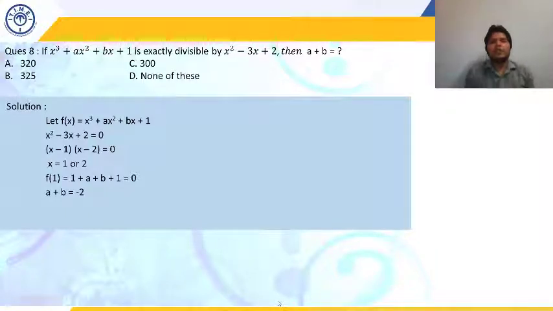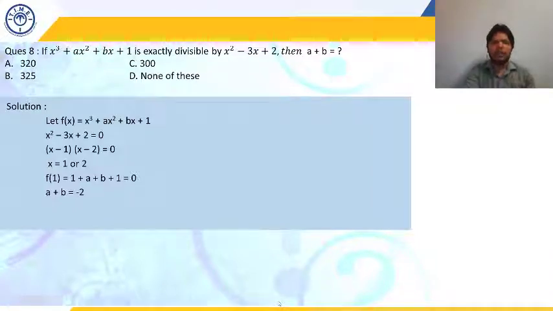Okay, what we have done in this question: this cubic equation is divisible by this quadratic equation, so it would be divisible by its factors also. So we have taken the factors of x square minus 3x plus 2. What are the factors of x square minus 3x plus 2? It is 1 and 2.